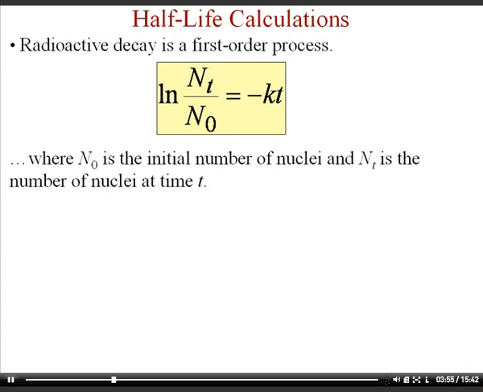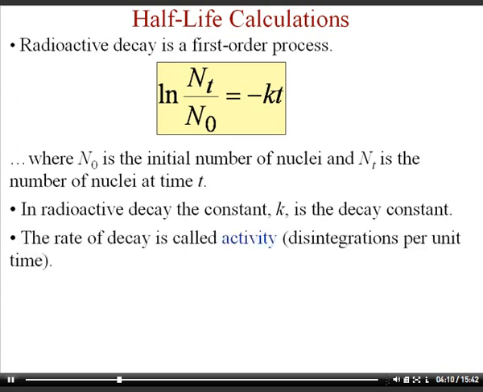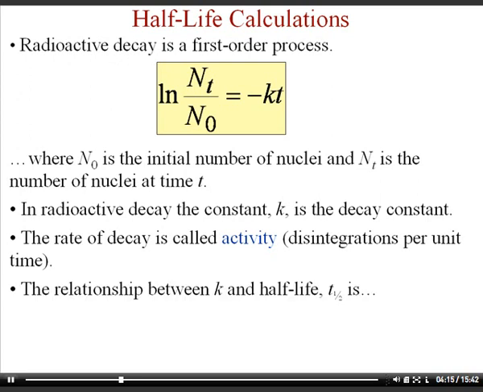We're just looking at how many nuclei there are. Nt is the number of nuclei after time t. So N0 is the initial, Nt is after some time. And in radioactive decay, the rate constant k is the decay constant. Now the rate of decay is called the activity. That's how many disintegrations it has per unit time. Now the relationship between k and half-life is given by the formula k equals 0.693 divided by the half-life t.